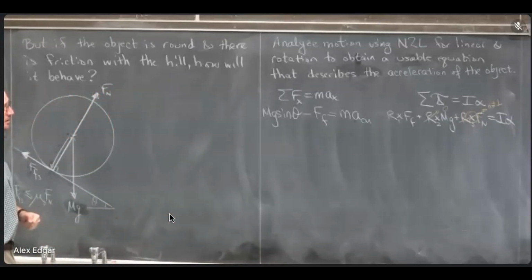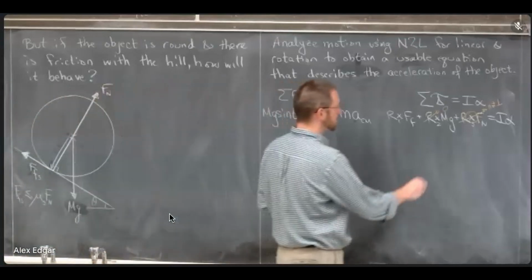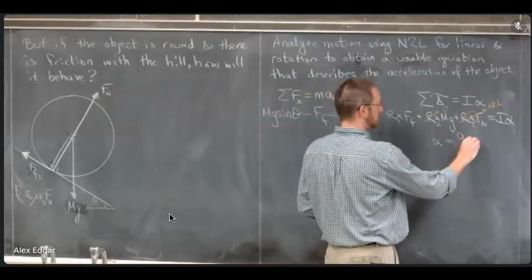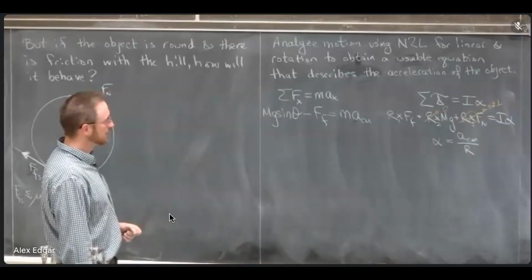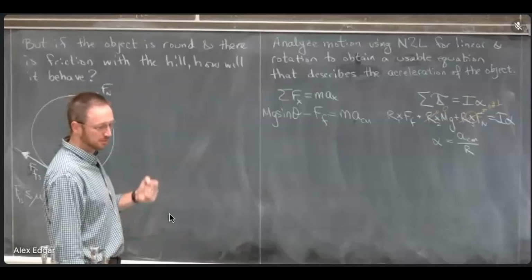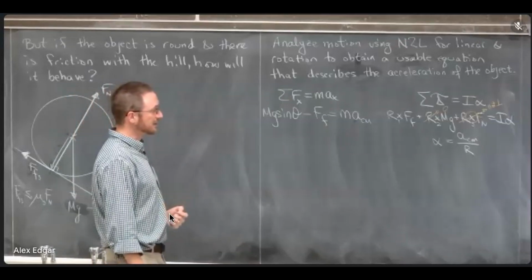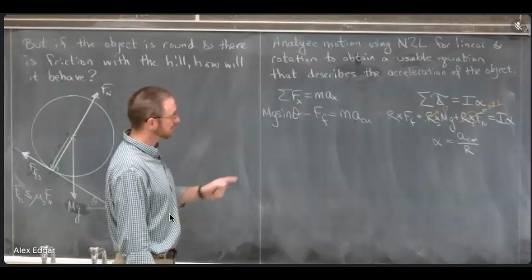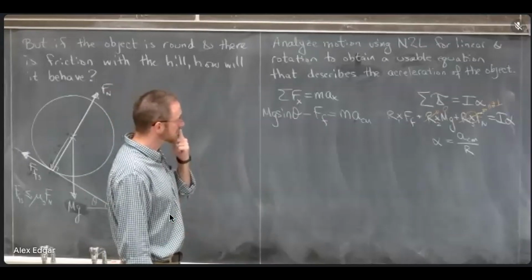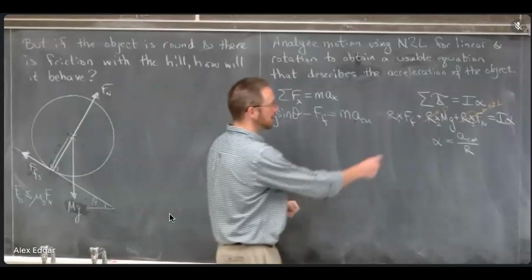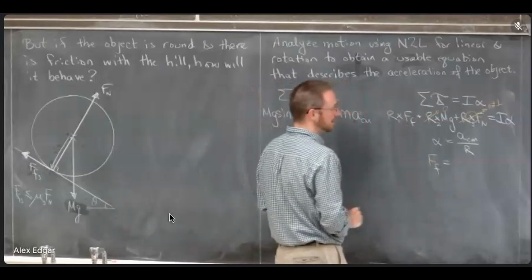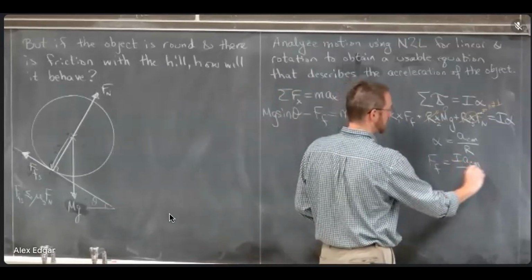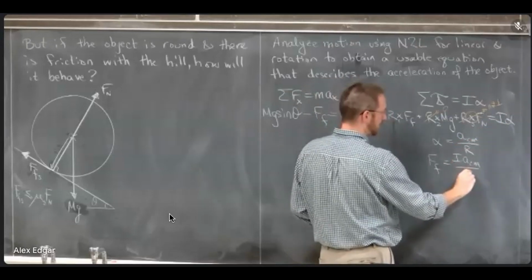Here's the next point of interest, that alpha over there. As long as this round object is rolling without slipping, then we can make the substitution that we discussed in the previous video, where alpha is a over r. So let's substitute that into this equation and solve for the frictional force, because remember, we don't know what the actual number is for the frictional force. So friction is going to be equal to rotational inertia, a center of mass, and then we're going to divide everything by the radius of our object.